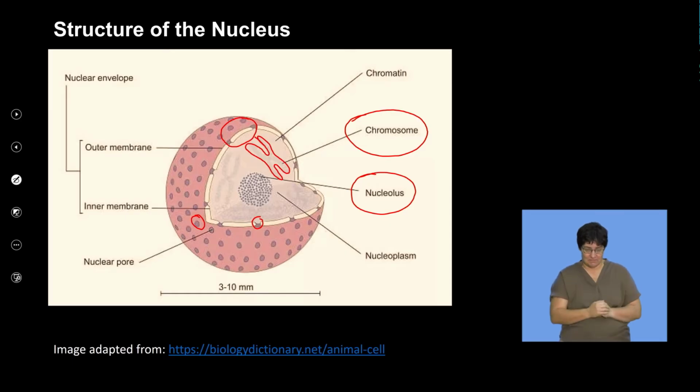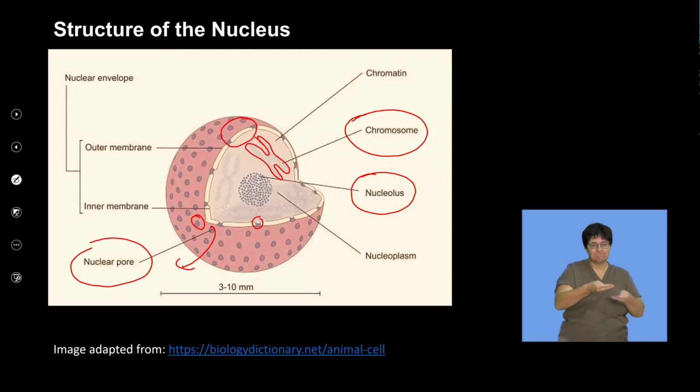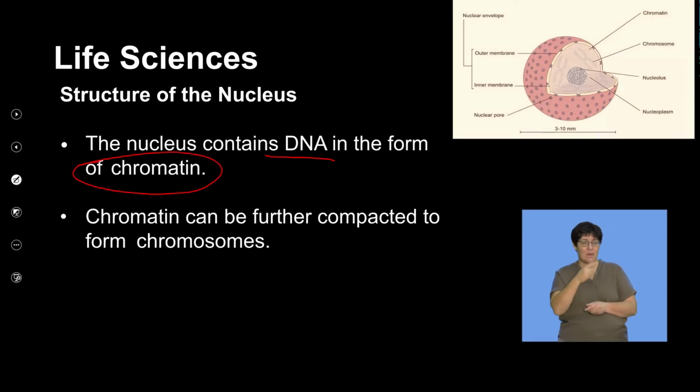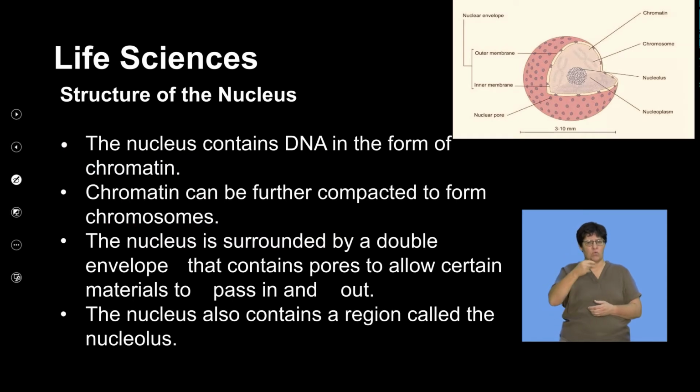Okay? We know that these nuclear pores play an important role in the exchange and movement of substances in and out of a cell. Let's look further into the structure of the nucleus. As I said, the nucleus contains DNA, which is a form of chromatin, which is essentially the genetic information in a cell. Chromatin can be further compacted into structures called chromosomes. And so we're going to look at what a chromosome is in a little while.